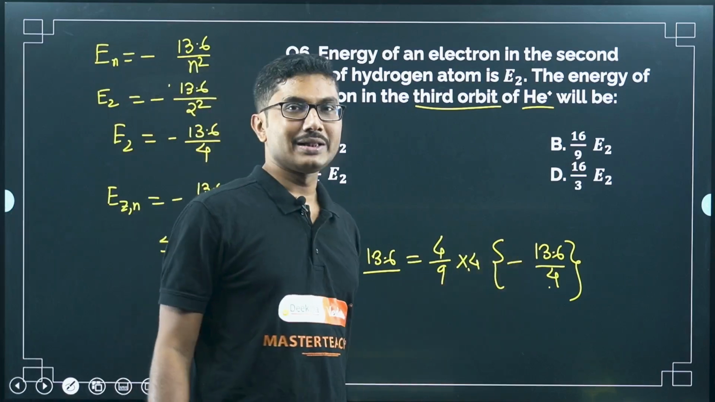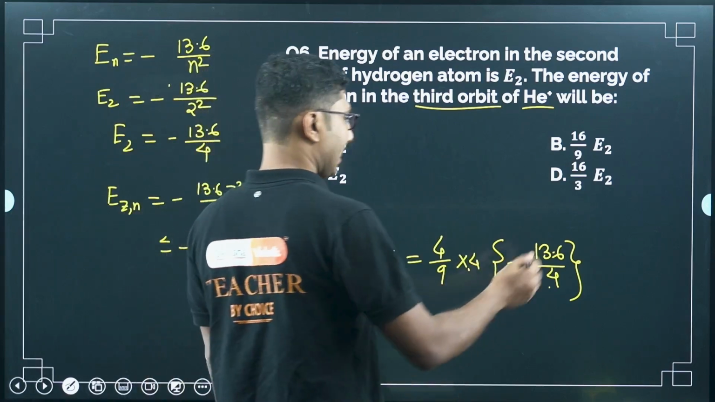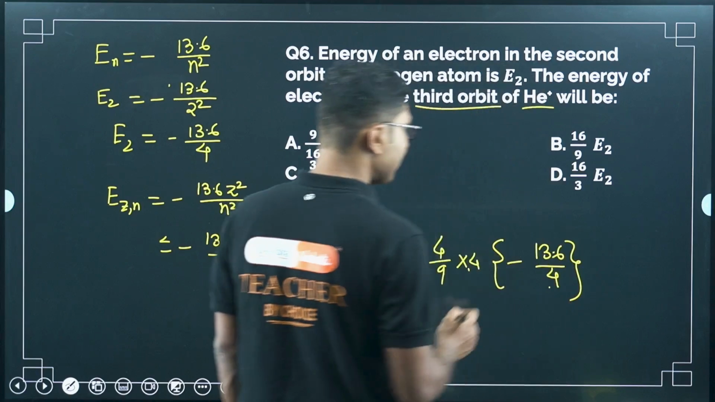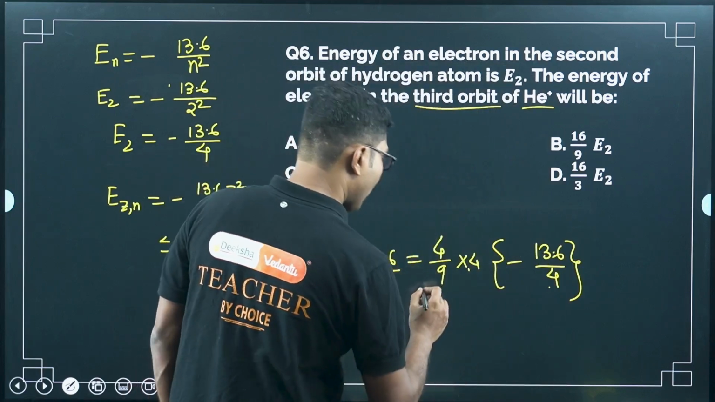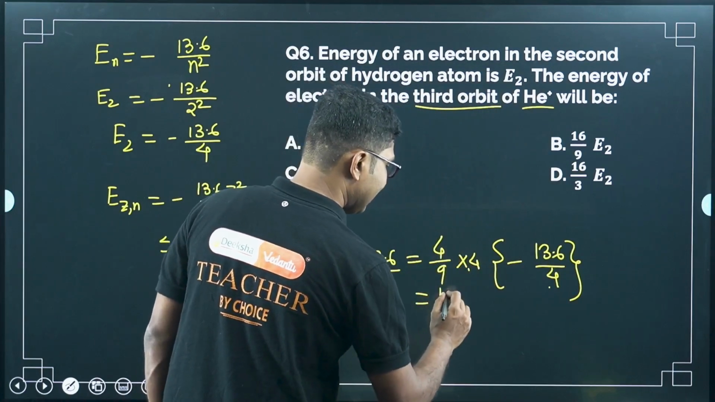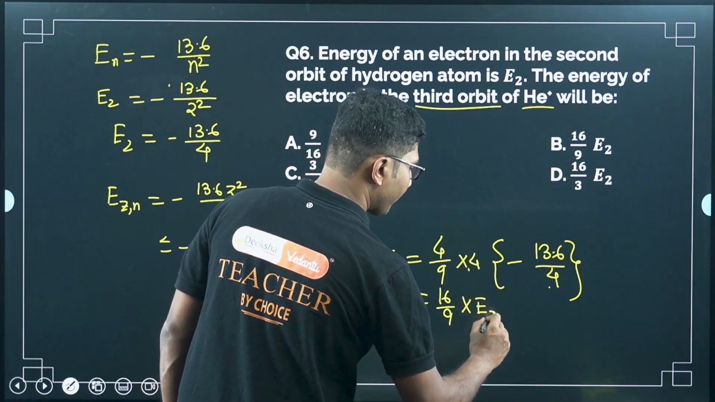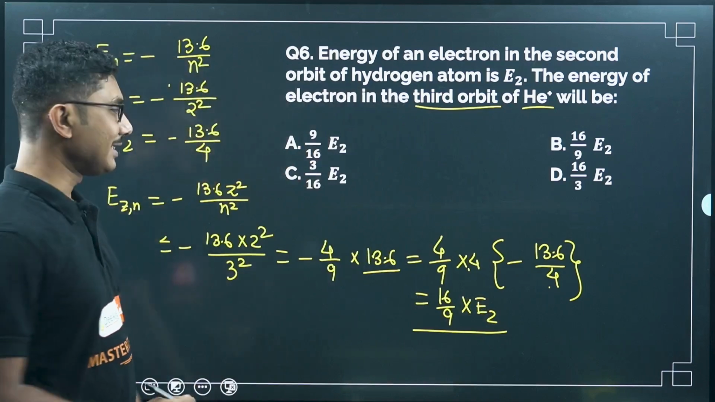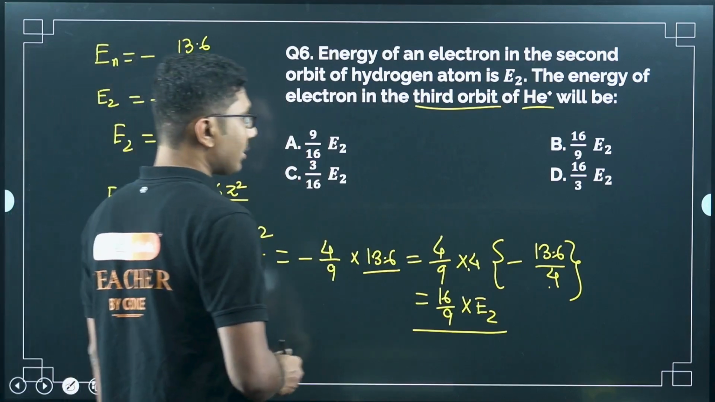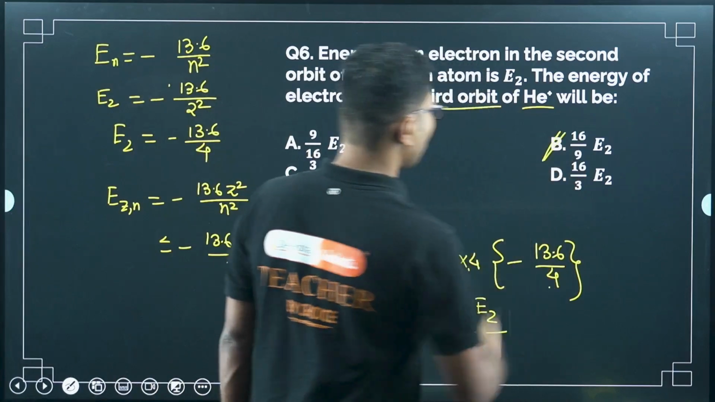So we have to bring this number here so that we can compare, right? So 13.6 by 4 is E2. So what will we do? 4 4s are 16, divided by 9 times E2. Okay, so 16 by 9 times E2. So the correct answer is 16 by 9 times E2, option B.